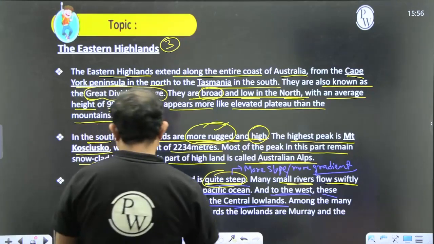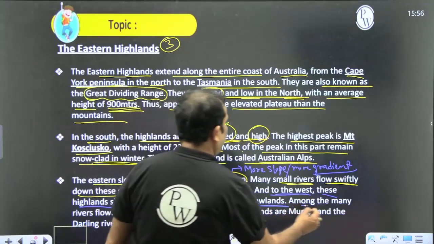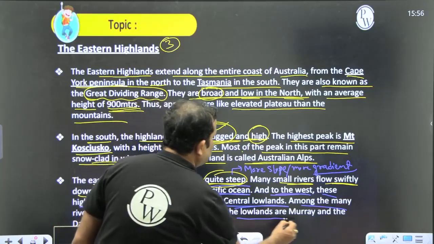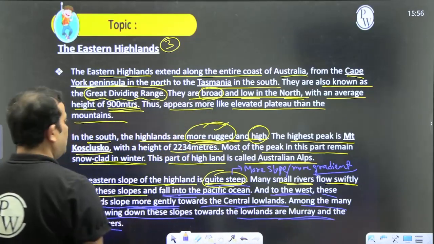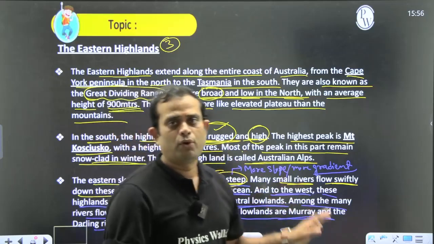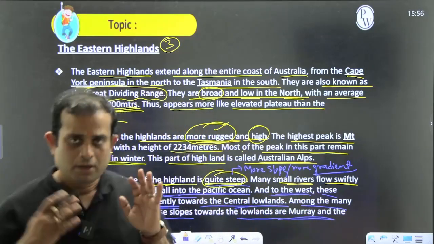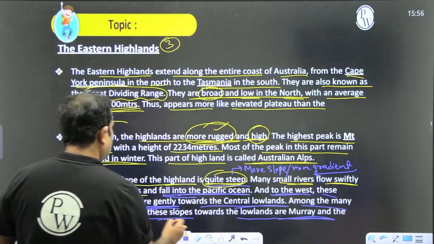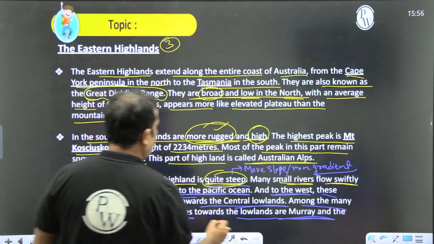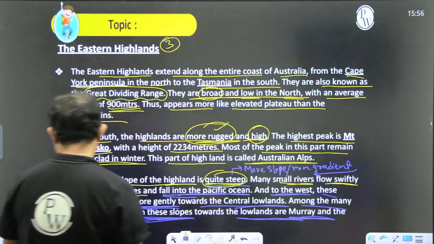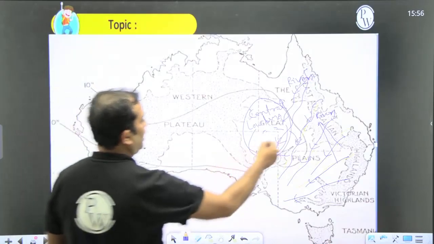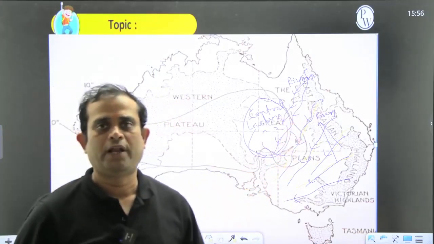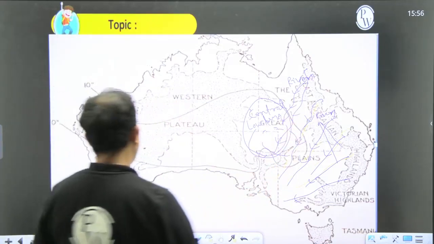Among the many rivers flowing down these slopes towards the lowlands are the Murray and the Darling rivers. They are flowing more towards this lowland area. Murray Darling river, right? They flow more towards the lowland area.